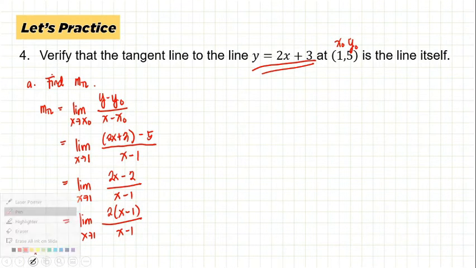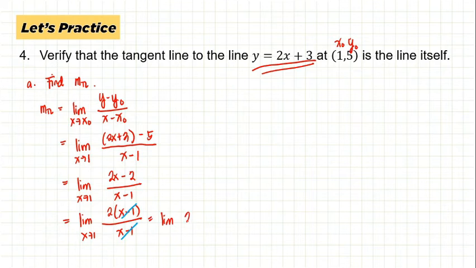So from that, we can cancel out x minus 1. What's left is the limit of 2 as x approaches 1. And the limit of a constant is the constant itself. So the value of the slope is equal to 2. Next, we will solve for the equation.